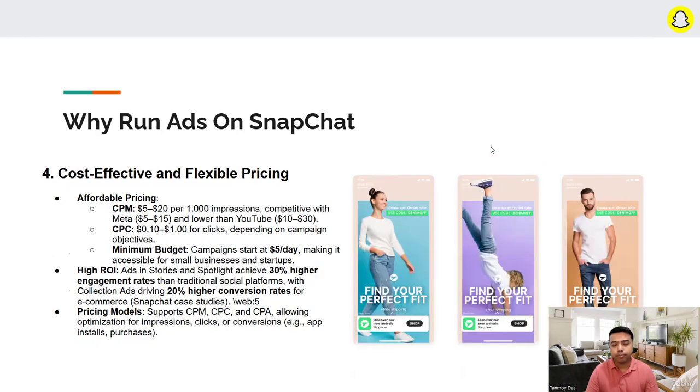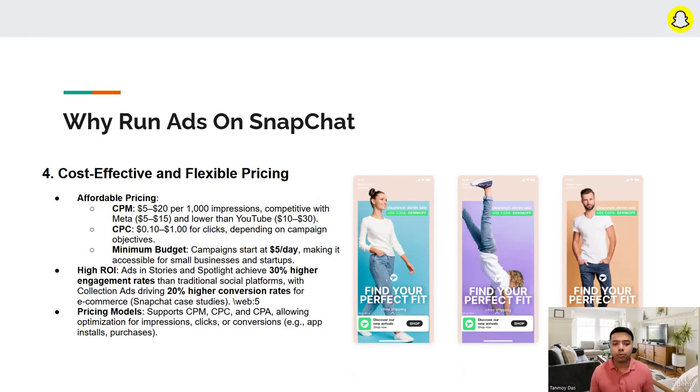If you look at the budget aspect of it, or the costing of advertising with respect to Snapchat, it is far more affordable compared to Meta or Google, where the CPMs are between $5 to $10 per thousand impressions, and CPCs are between 10 cents to $1 for clicks. So the minimum budget needed over here is $5 per day, and you can easily start advertising. So it works really well for small businesses and platforms.